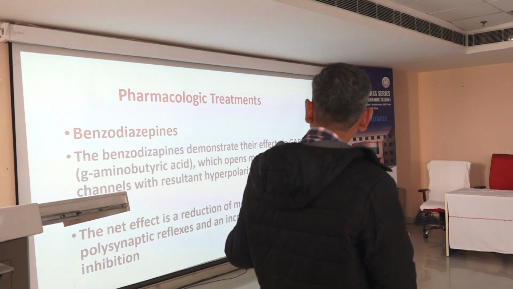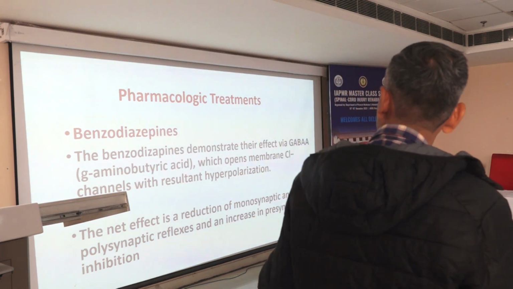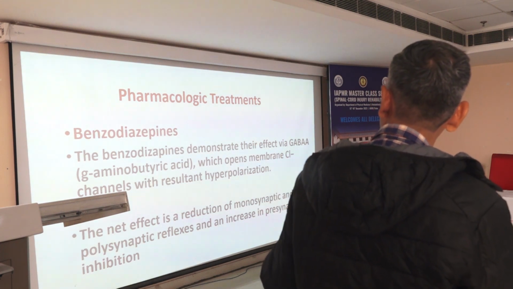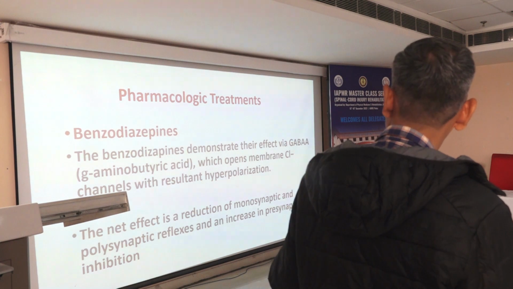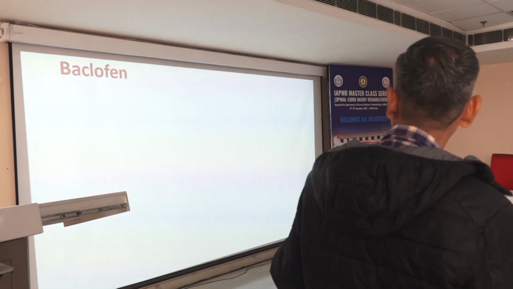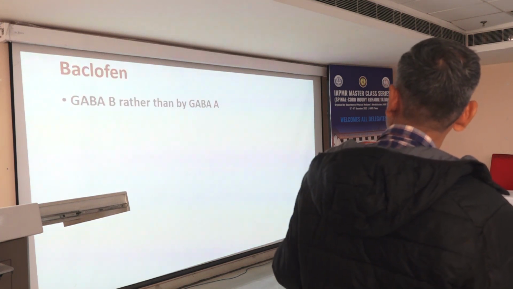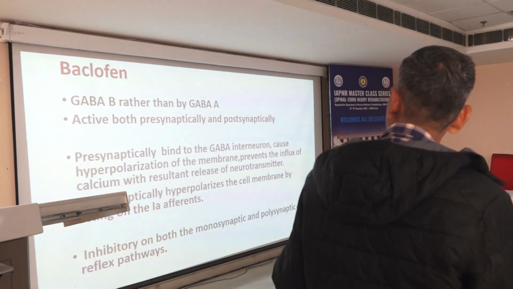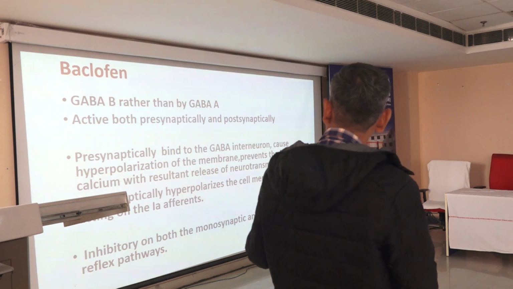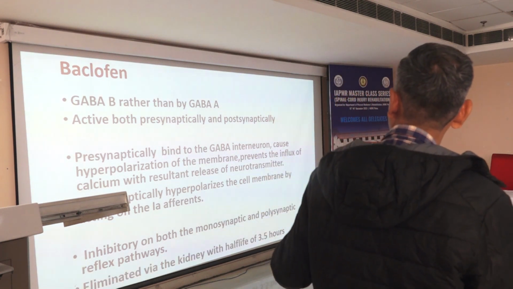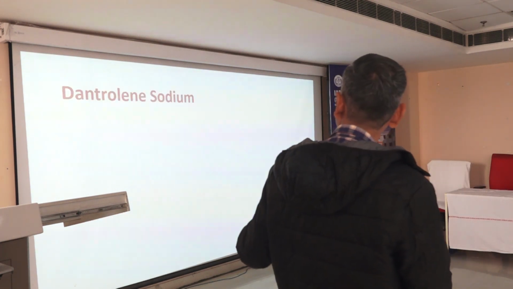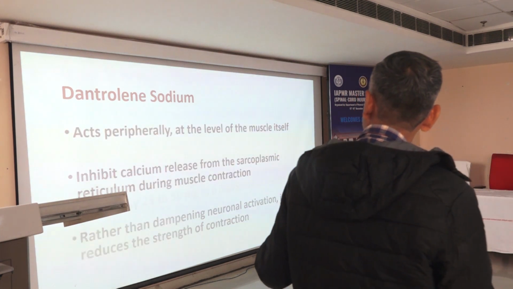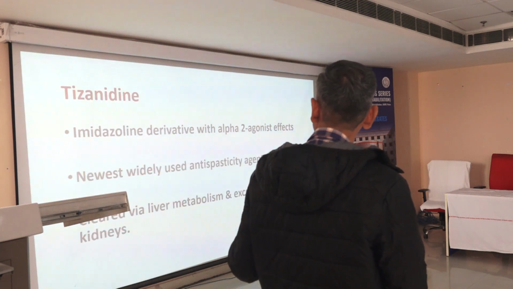They are mainly GABA agonists. They demonstrate the effect through GABA. So they act on the GABA A receptors. Then baclofen mainly acts on the GABA B receptors. This is all written in the book. I am not going to explain all. Then dantrolene, the peripherally acting one. Then dose and all. Then tizanidine.